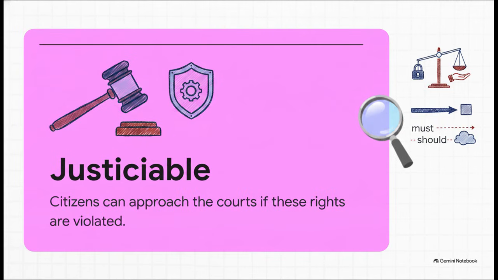But hey, before we dive in, there's a word you absolutely need to know. Justiciable. It sounds like legal jargon, but it's a total game changer. If a right is justiciable, it's got teeth. Meaning, if that right gets violated, you can literally march straight into a court of law and demand they enforce it. Keep that concept in the back of your mind because it's the exact dividing line between what the government must do and what the government should do.